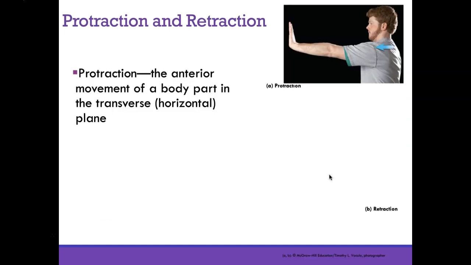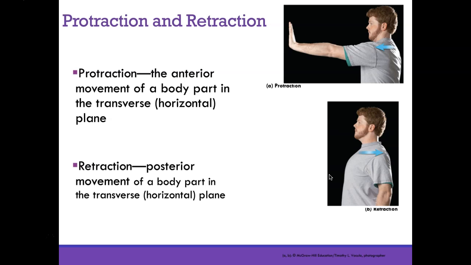Protraction and retraction refers to the anterior movement of a body part in the transverse plane. So now we're talking about the transverse plane, not the frontal plane. So when you protract, you're moving a body part forward. So you can protract your shoulder by pushing it forward. You could retract your shoulder by pushing it back. You're going front to back, anterior to posterior.